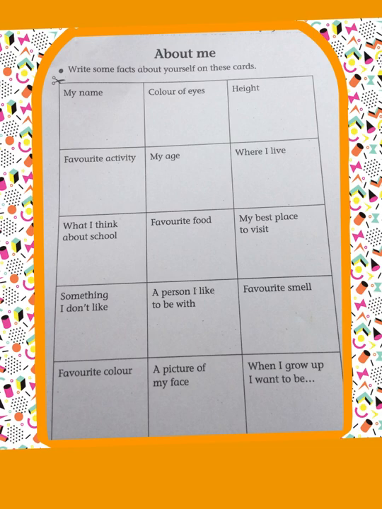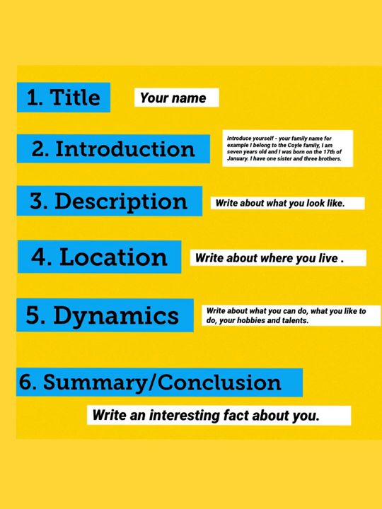Now, your task today, boys and girls, is to gather facts all about you. Once you've done this, you can write a report about yourself. So, for your title, you can just write your name. For the introduction, you can introduce yourself, your family name. For example, I belong to the Coyle family. I am 7 years old and I was born on the 17th of January. I have 1 sister and 3 brothers.